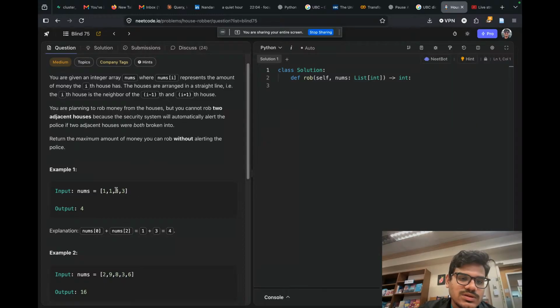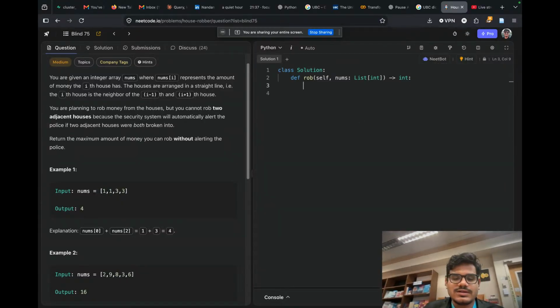So the maximum that I can rob is 4. That means if I am at any index, I cannot rob the I minus 1. So with this amount of money, either the max that I can rob is till here, or I can rob till here plus this one. Sure. So I understand this.